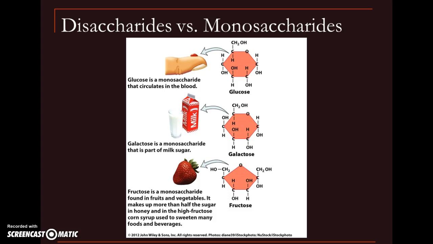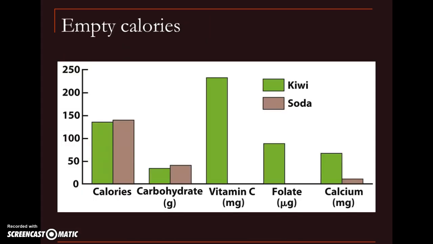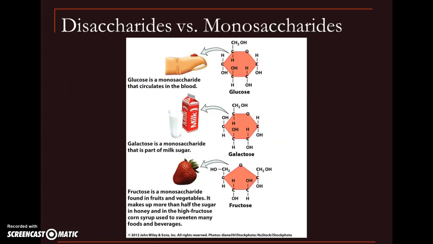Glucose is the monosaccharide that circulates in the blood, and it's also the base of all other more complicated carbohydrates. Galactose is rarely found alone. It's a monosaccharide, and it's part of what makes up lactose, which is milk sugar. Fructose is a monosaccharide that's found in fruits and vegetables.